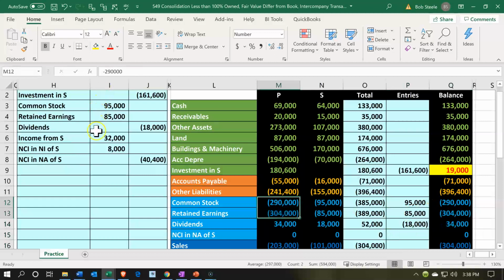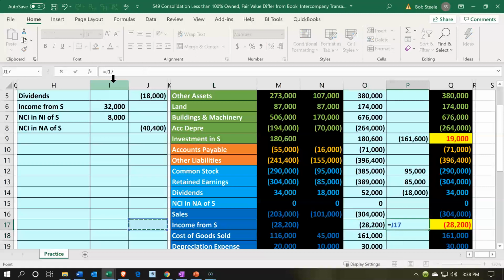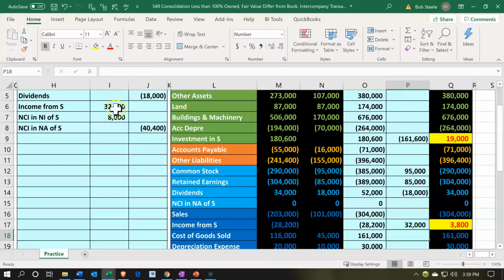All right, then we're going to go to the income from S, which we would like to go to 0, but it's not yet because we didn't account for the change in the depreciation, basically the current effect on the income statement from the change that's going to happen to the fair market value versus the book value at the point 4 years ago of the consolidation.